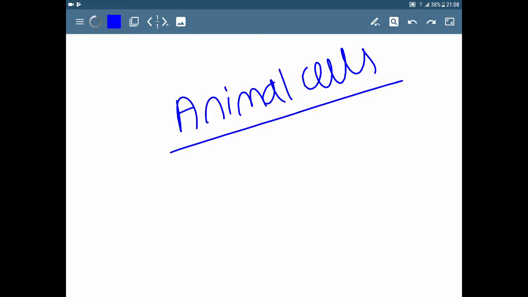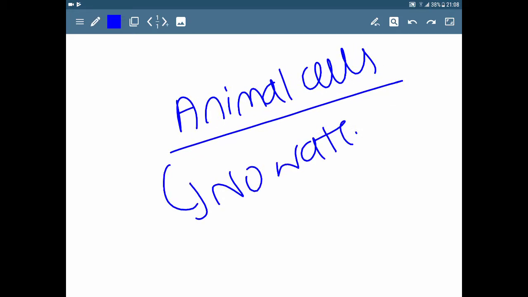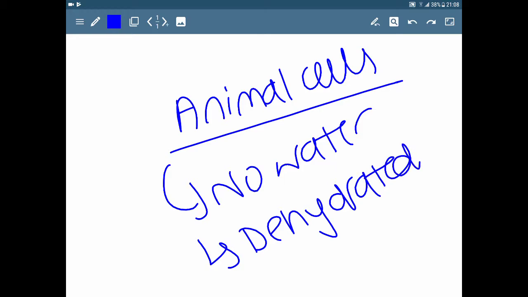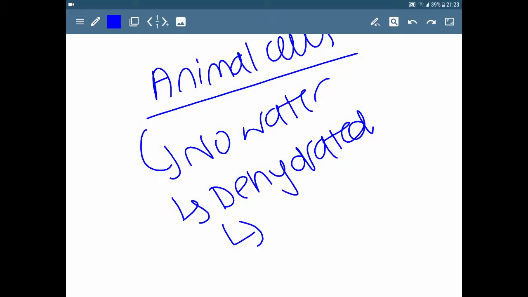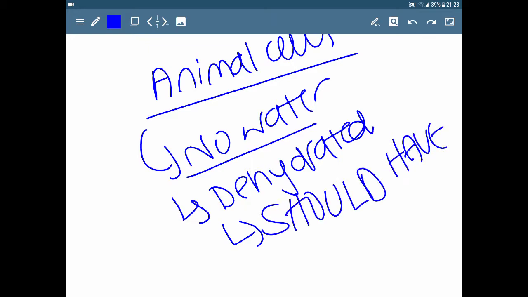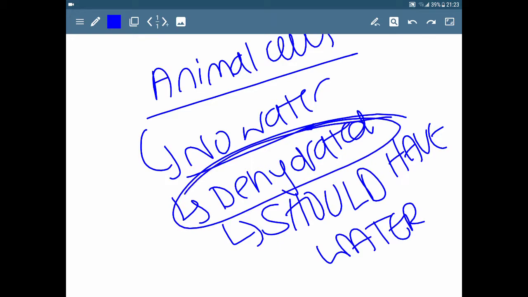if there is no water in animal cells, then we couldn't function. We would be dehydrated. Okay, anyways, so if there's no water, it becomes dehydrated, and every process needs water. So they should have water. If there is no water, it's going to become dehydrated. Obviously, you're not going to have water in your body, and then you're going to die, basically.